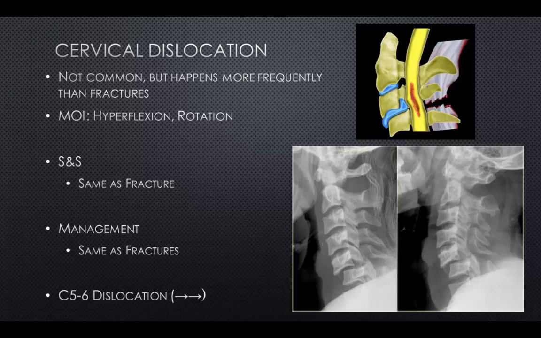Cervical dislocations are not common, thankfully, but happen more frequently than do fractures. The mechanism of injury is hyperflexion or rotation. Signs and symptoms are the same as those for fracture, as is the management. The X-ray on this slide is an example of a C5-C6 dislocation. We can see where the bones should be articulated, but they have slipped off of each other.